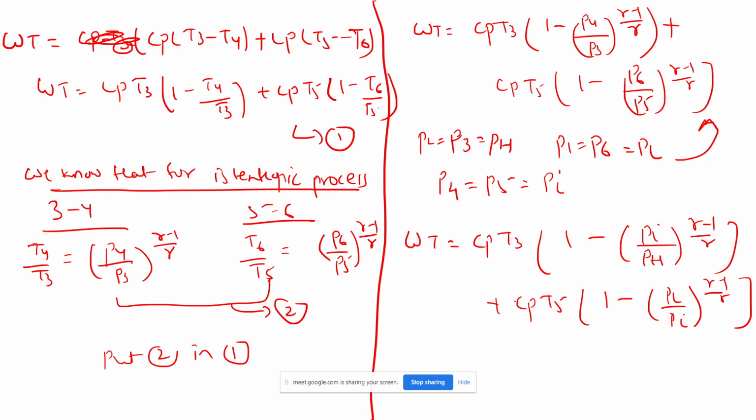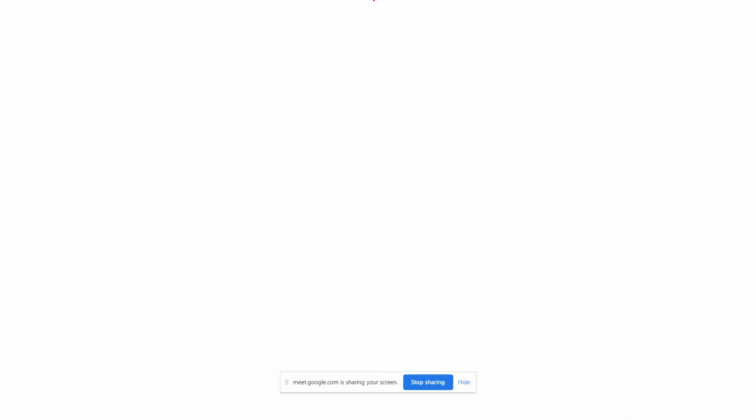So here we know that for perfect reheating, what we have assumed is that T3 should be equal to T5. So for perfect reheating, at higher temperature both are equal. Or is this perfect reheating equivalent to perfect regeneration?